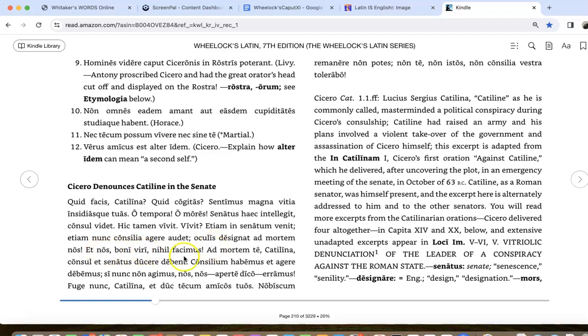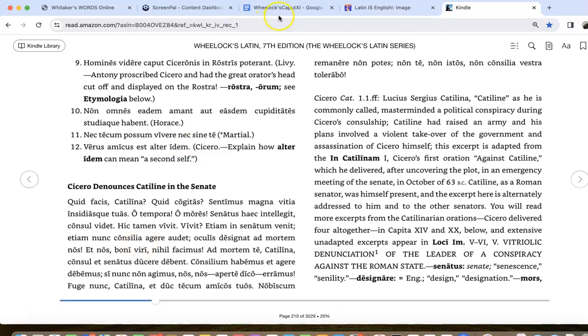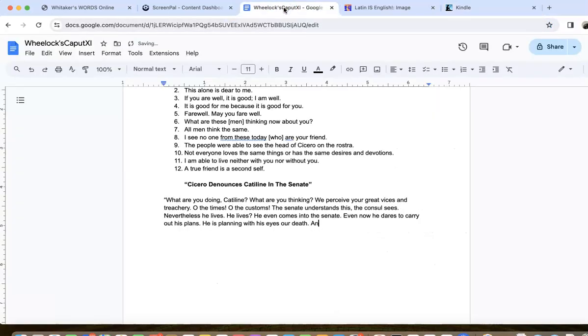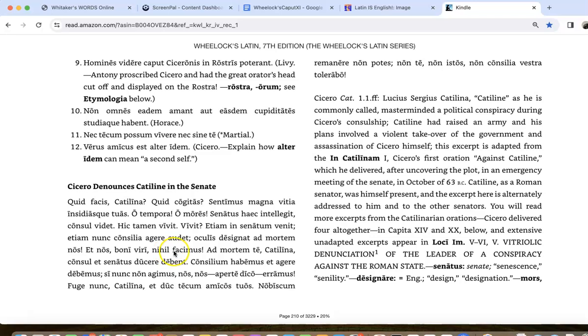And we, good men, we do nothing. In other words, he's talking about we in terms of Cicero and the other senators. And we, good men, do nothing. So, and we, et nos, good men, boni viri, do nothing, or if you want to say we do nothing, that would work too. So here's a good example where facimus means we do, facis means you do. So you can see there's our difference in how we conjugate our verbs.